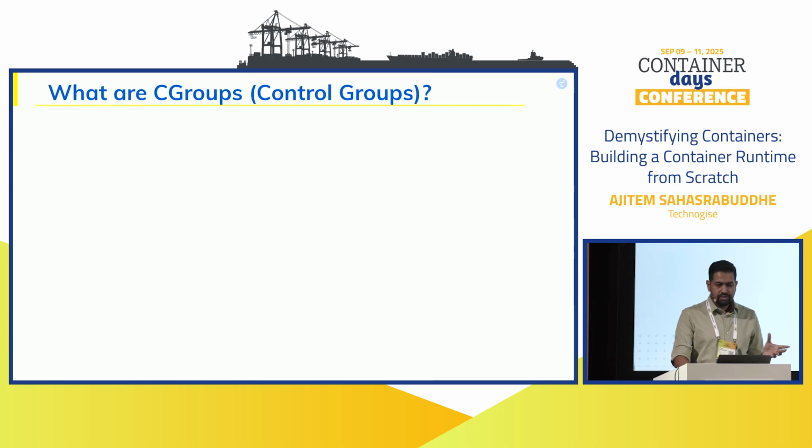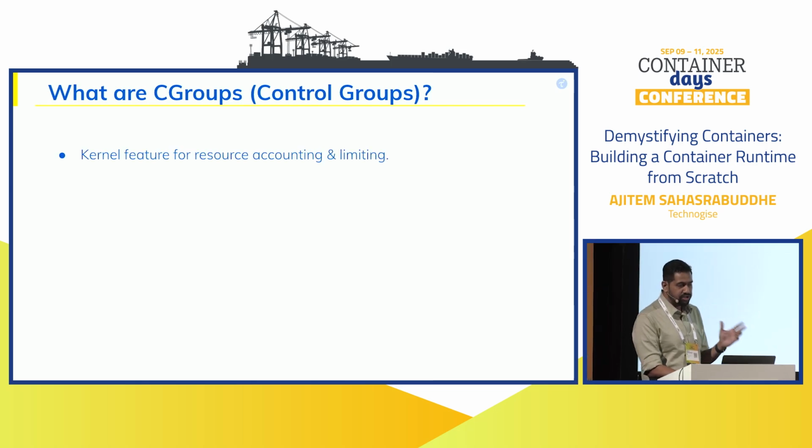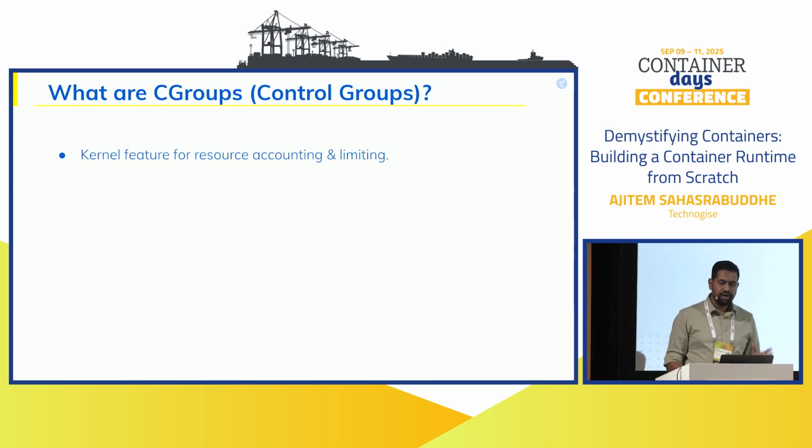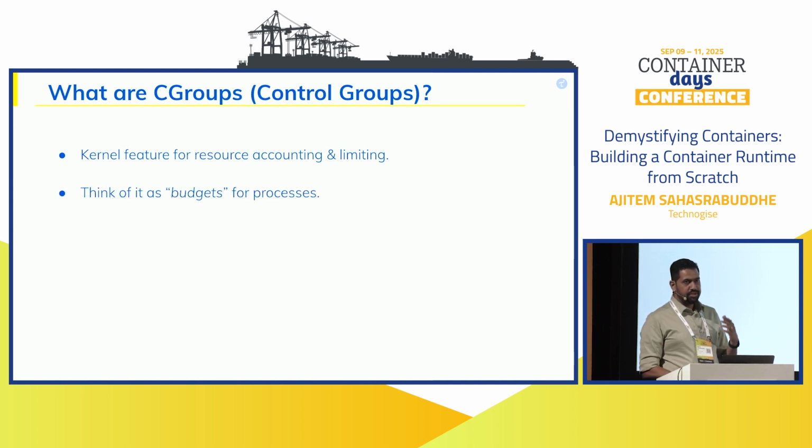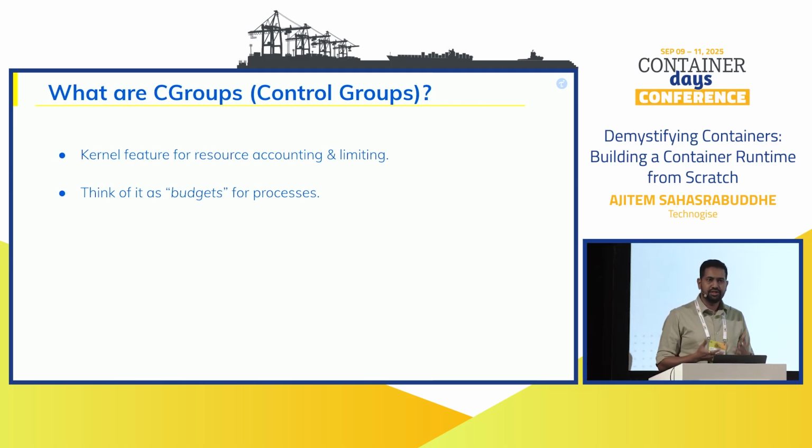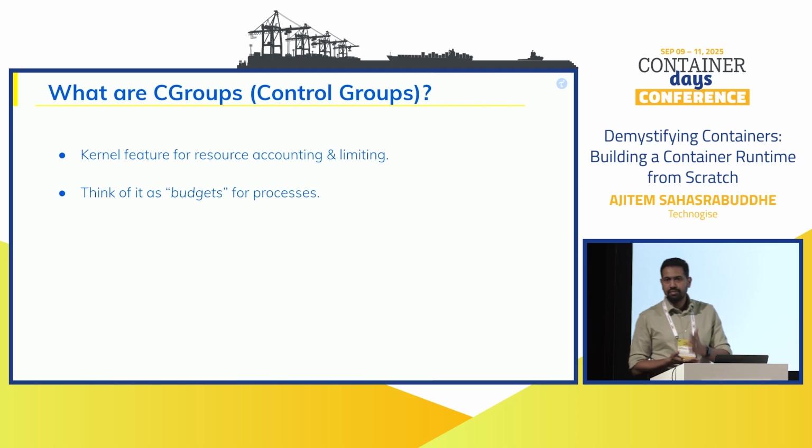So cgroups, right? Cgroups is a Linux kernel feature for resource accounting and limiting. So it can be thought of as budgets for your processes. Like we all have our financial budgets, or we have our budgets for maybe something like our screen time or something like that. So the kernel also needs to manage the budget for your CPU execution time, IO, right, memory. So this is where cgroups comes into the picture.